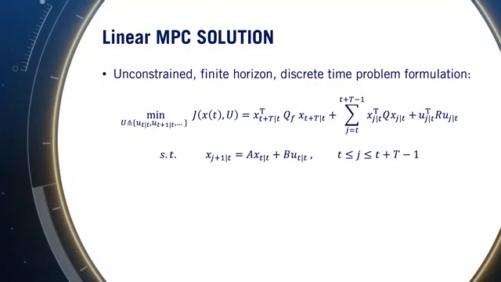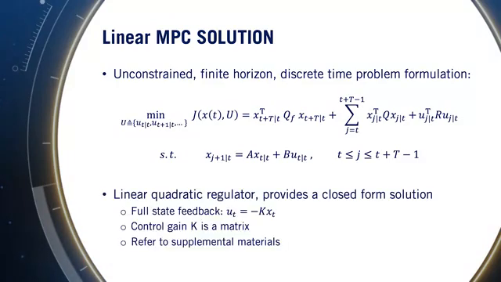This is a famous optimization formulation and has a closed form solution, the linear quadratic regulator, or LQR. The closed form solution uses full state feedback, meaning that all states are used in the control response. The LQR solution defines a control gain matrix K, which can be computed from the A and B matrices of the state space model and the Q and R matrices of the cost function. We've included links in the supplemental materials to this fascinating result of state space control theory.